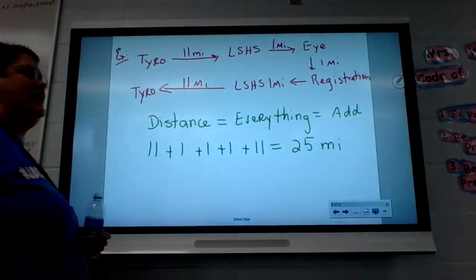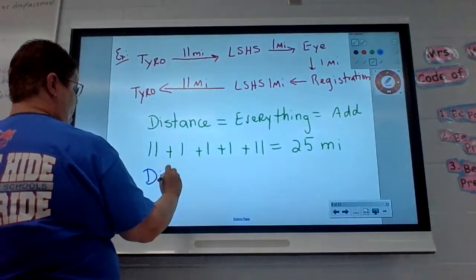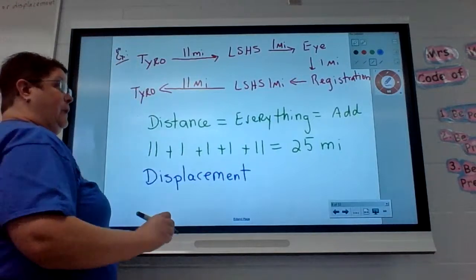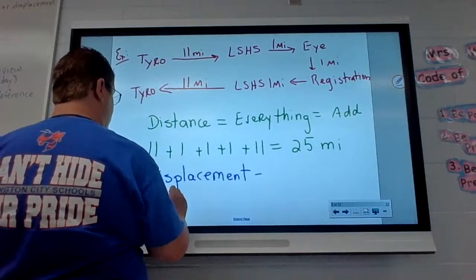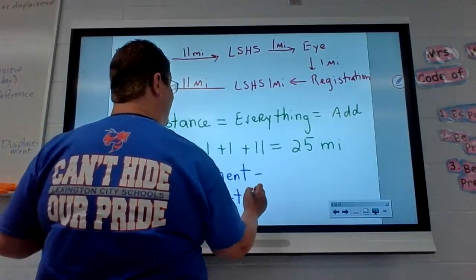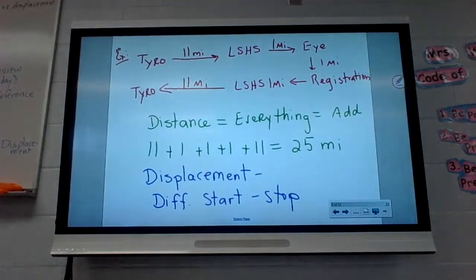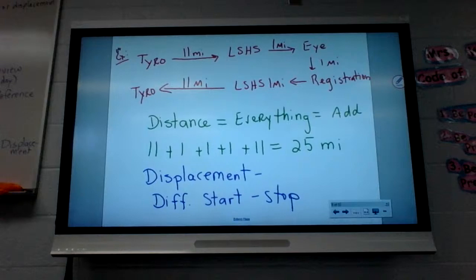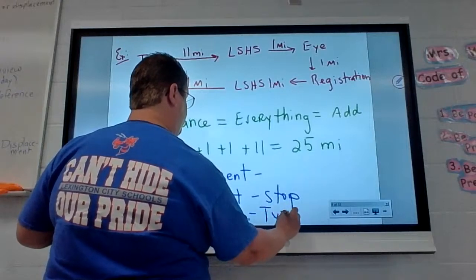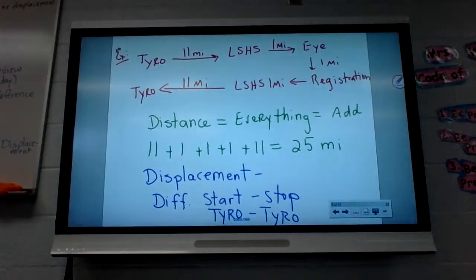Now, displacement is completely different. That's right. Displacement is the difference in where I start and stop. Okay? So where did I start at? Tyro. Started in Tyro. Where did you stop? So what is my displacement if I start in Tyro and I stop in Tyro?